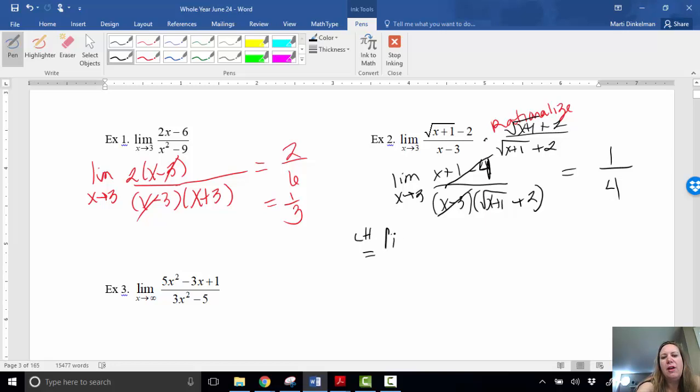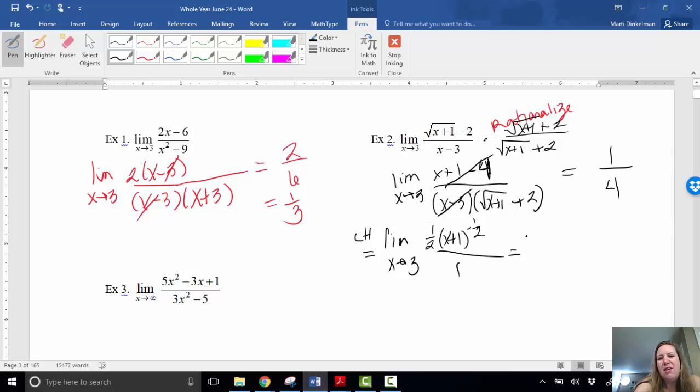We could also do L'Hopital's rule. I like to write a little LH there so that you can see that's what I'm doing. Derivative of the bottom is just a 1, so that's super nice. Derivative of the top's a little bit more complicated. Think of this x plus 1 as being to the half power. So let's go 1/2. Leave the inside alone. Derivative of the inside's a 1, so no worries about that. And then the derivative of -2 is 0.